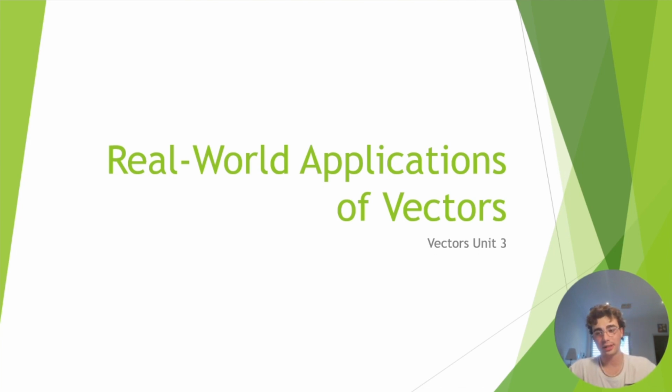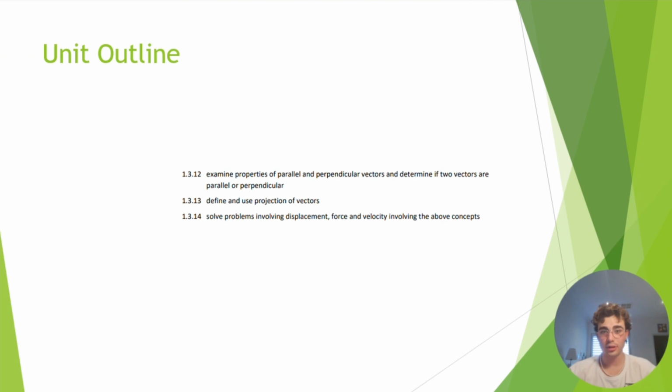And these generally are the most time-consuming questions in tests and exams. So this is a relatively important video, and it only gets more complex with the addition of a third dimension in year 12. So in terms of the unit outline, we're going to be looking at properties of parallel and perpendicular vectors, determining if two vectors are parallel and or perpendicular using scalar product rules or scalar multiples, and I'll go over how that kind of works.